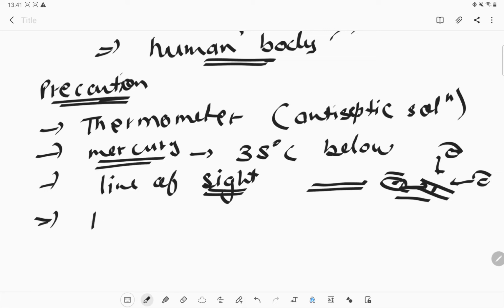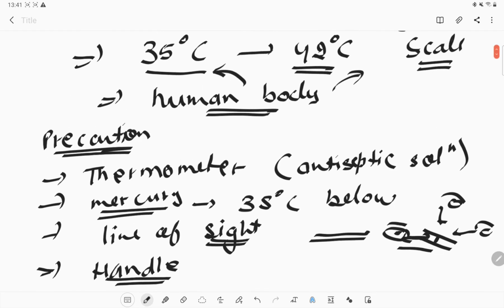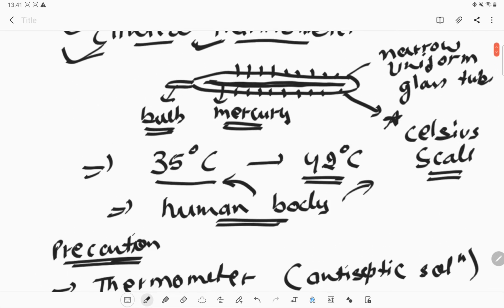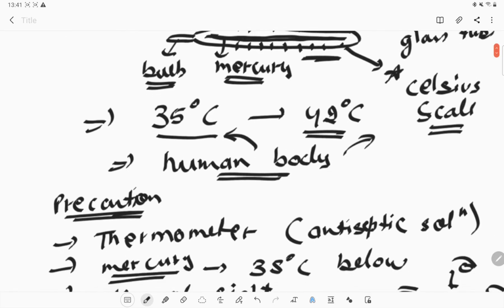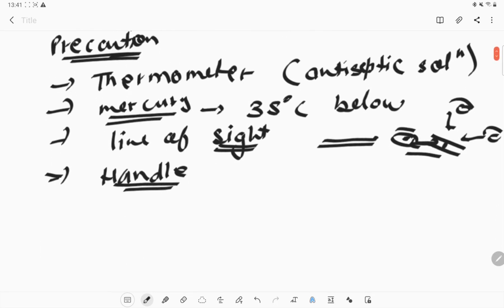Okay, now you should handle it with care, because the body is made of glass, and if you hit this portion against any hard object, it can break and the mercury will come out of it. That is very dangerous for us, because mercury is toxic to our body.